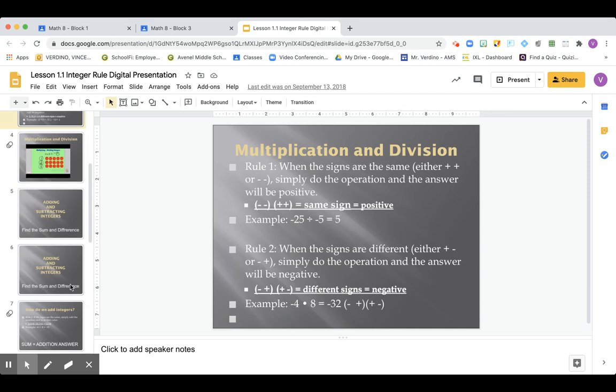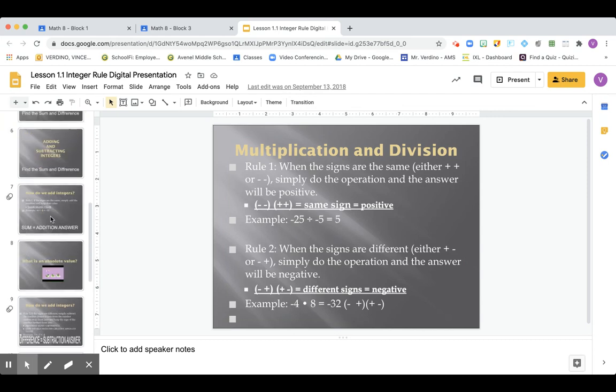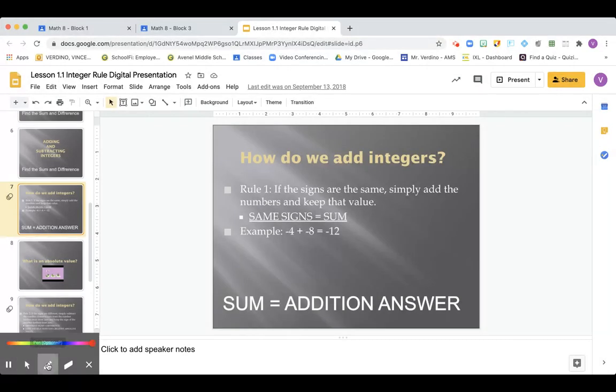Now let's take a look at adding and subtracting integers. If you are adding integers, notice that if they both have the same sign, you're going to take the sum, or you're going to add both numbers, and you're going to keep that sign. So if you had -6 plus -2, they're both negative, both have the same sign, you want to add them. Take the sum. So 6 and 2 is 8.